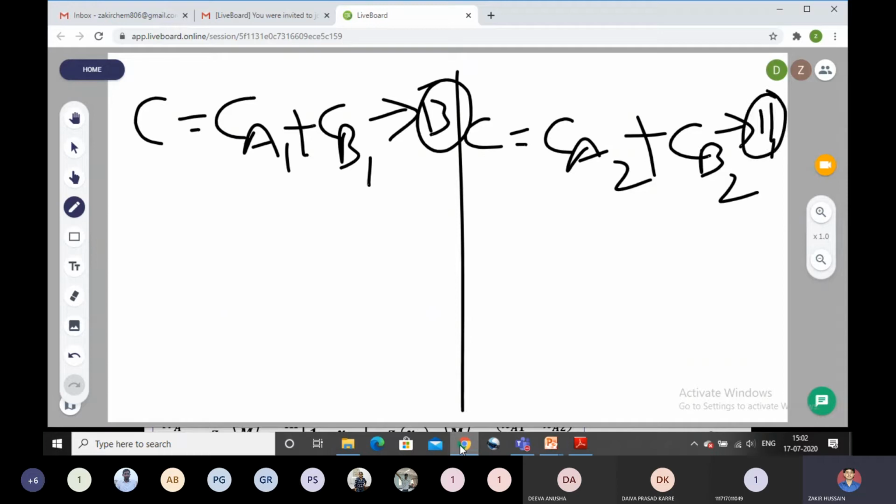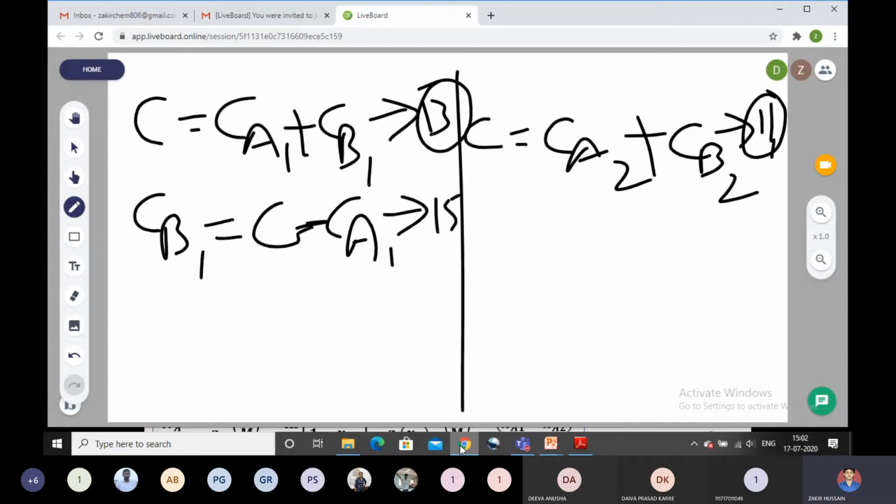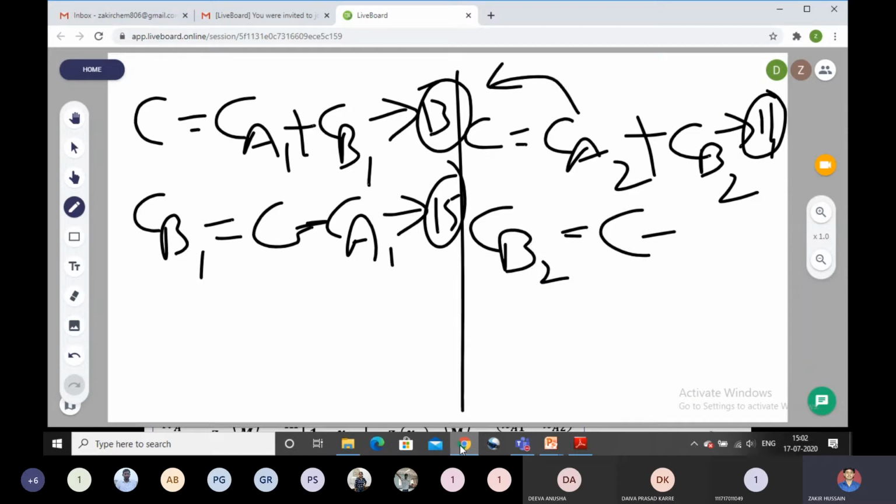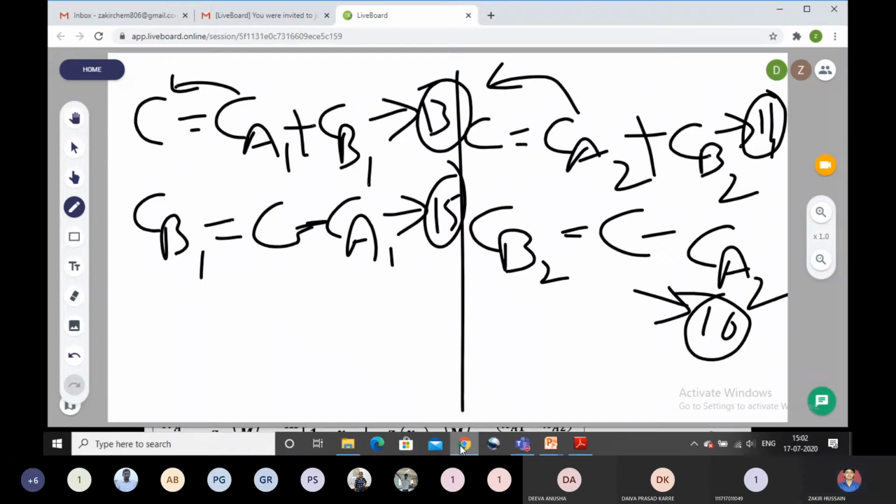Now what happens about Cb1? From equation 13 we can write Cb1 is equal to C minus Ca1. If you consider this as equation 15, then from here Cb2 is equal to C minus Ca2, just interchange, send this Ca2 to that side, send this Ca1 to this side. This is equation 16. Now these equations 13, 14, 15, 16 we already deduced from the concentration profiles.